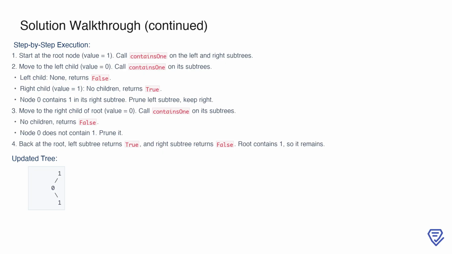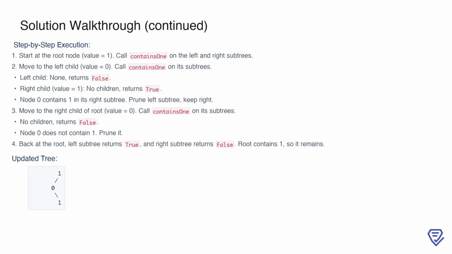In this new example, we look at a tree with deeper nesting. Starting at the root node with a value of 1, we evaluate its left and right subtrees recursively. The left child has a value of 0, and we proceed to check its subtrees. Its left child is null, so it returns false.